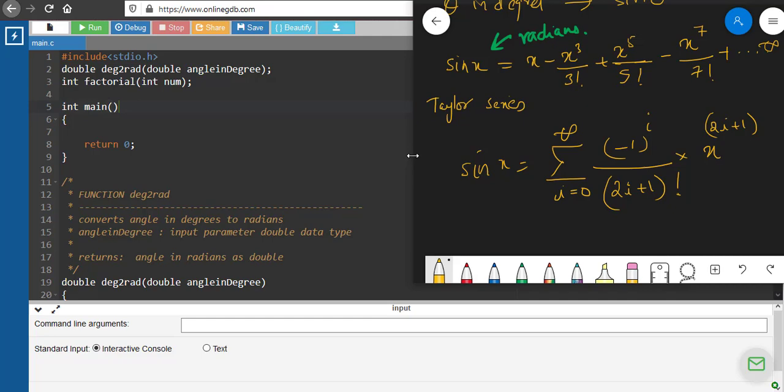So for example, if I put i equal to 0, you will get the first term. Minus 1 raised to 0 is 1. 2 into 0 plus 1 is 1. x raised to 2 into 0 plus 1 is 1. So x. If you put i equal to 1, you will get the second term. Minus 1 raised to 1 is negative, so there is a negative sign here. 2 into 1 plus 1 is 3. So 3 factorial, and the power is also 3.